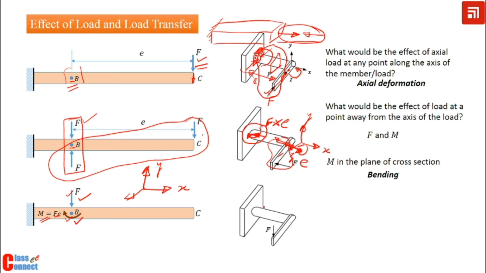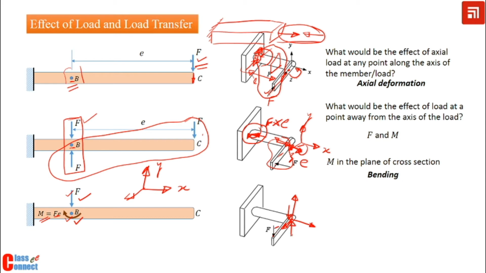Now let us take the third case where load F is acting along z axis. So again, if we want to find out the effect of this load on two different points, one on the lever, another on the member, we can see this load is transferred with this concept.